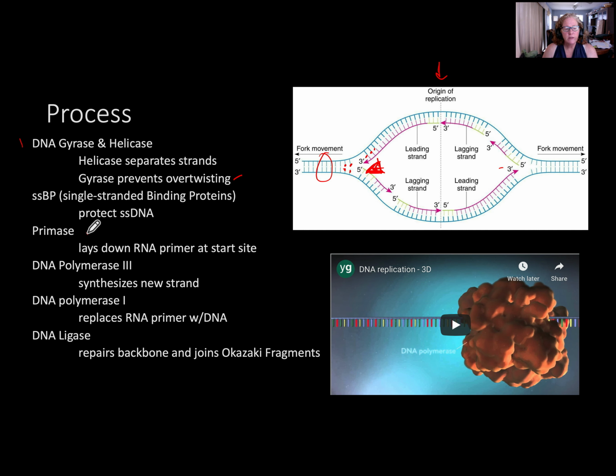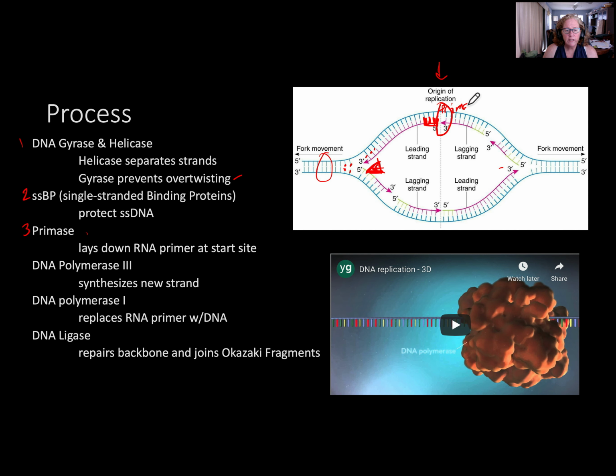The next step is primase, right? So this was step 2, and now we're in step 3. In step 3, an enzyme called a primase is going to come along and it's going to attach somewhere up here and it's going to lay down this primer. Right, so I'm just going to draw it in here so it's a little easier to see. So here we have our primer and this is primase.